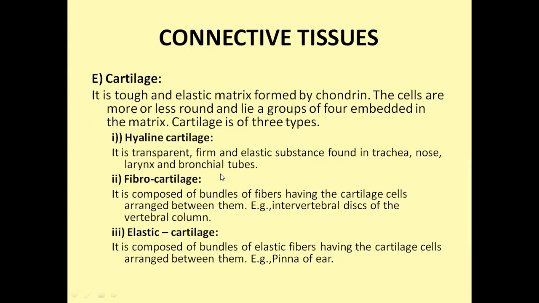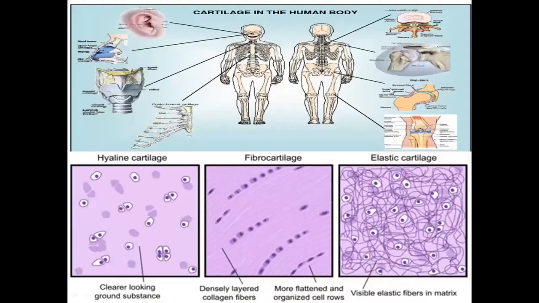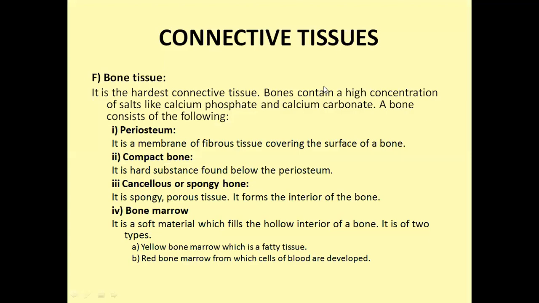Hyaline cartilage is present in bronchial tubes. An example of fibrocartilage is the intervertebral disc of the vertebral column, and elastic cartilage is in the pinna of the ear. So these are parts where you find this; this is a pinna, and this is elastic cartilage, and these are the cartilages you find in various places.